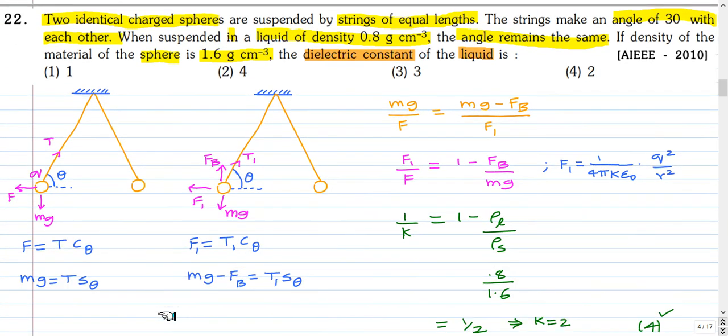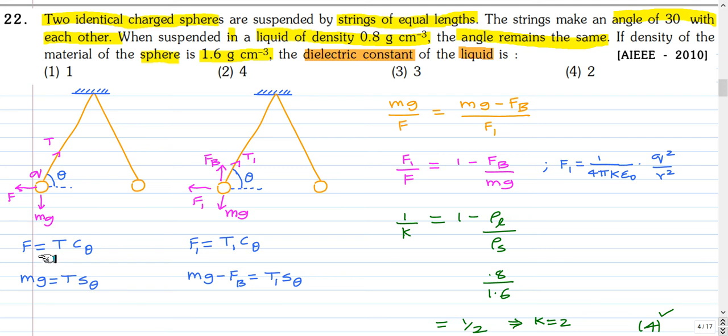So this is the first situation. The forces acting on the sphere are its weight mg, tension T, the electrostatic repulsive force F, and it makes an angle theta. And when it is suspended in a liquid, the electrostatic repulsive force is changed to F1 because the electric field depends on the dielectric medium, and there will be additional buoyancy force.